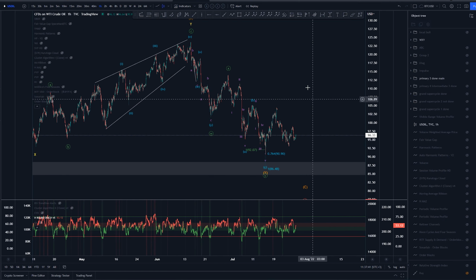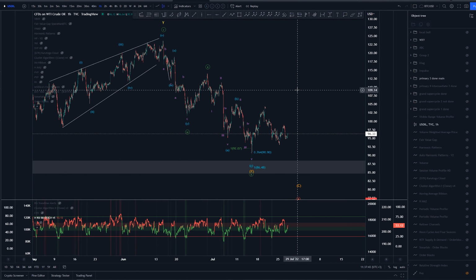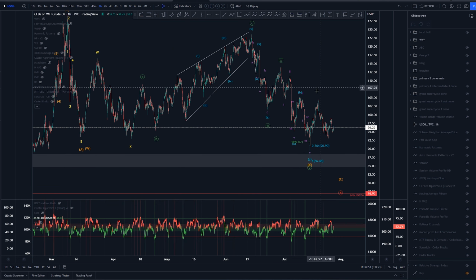I'm going to be working on these structures more in the next couple of days, or a few days, most likely updating USOIL again next week or later this week, but we'll see. But again, those are the overall structures that I'm looking at and how I've labeled and why I've labeled them this way as I have.